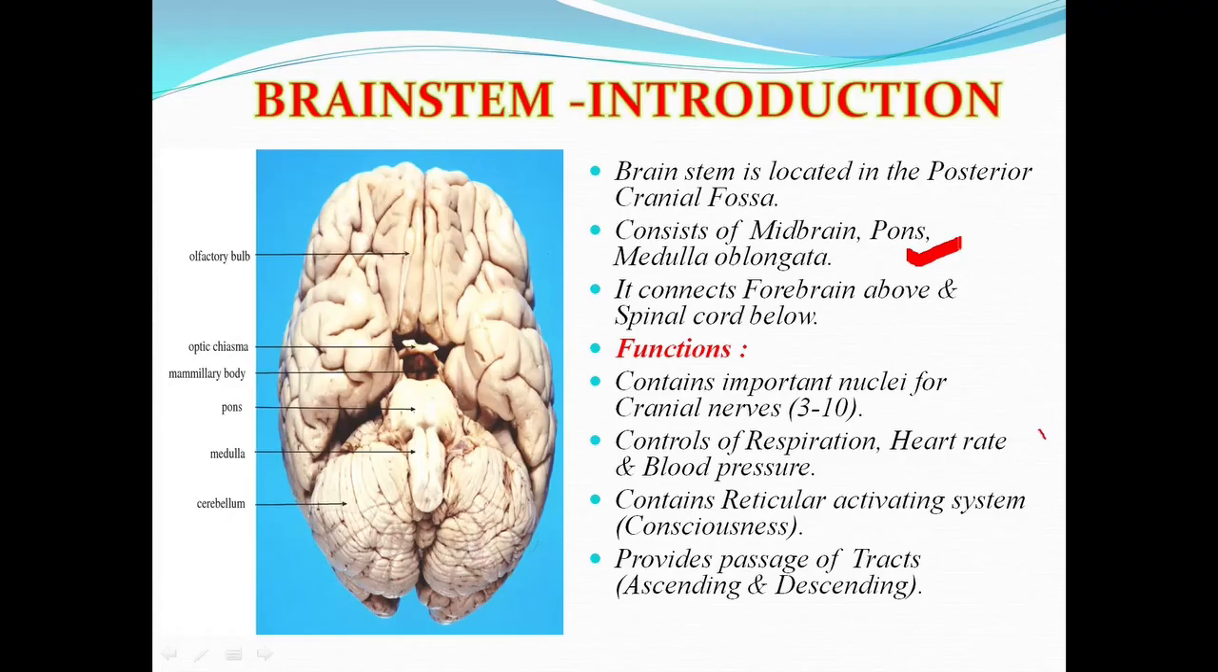The main functions of the brainstem are that it constitutes the nuclei for cranial nerves 3 to 10. Mainly the brainstem helps to control respiration, heart rate, and blood pressure. It maintains consciousness, that is the reticular activating system, and it provides ascending and descending tracts. And this is the area we are trying to concentrate on now, the brainstem.